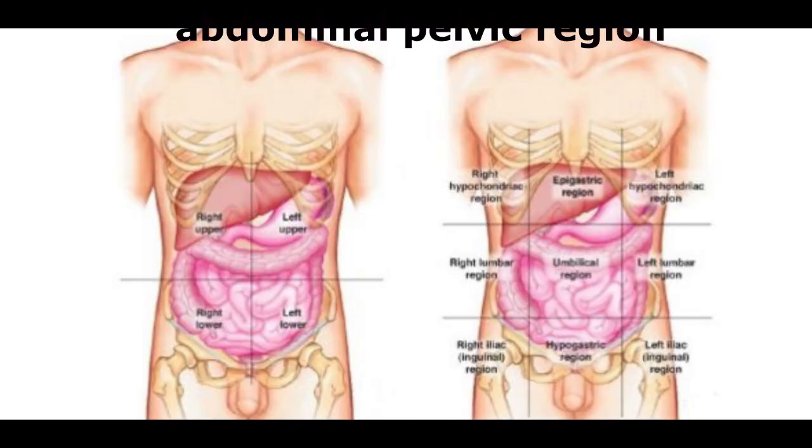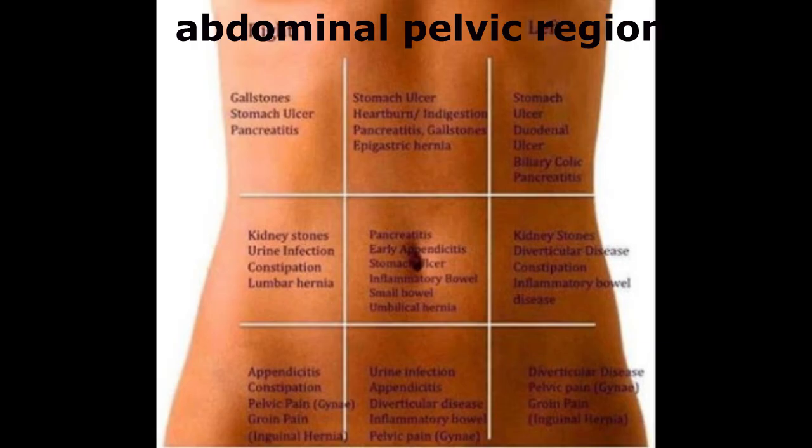There are four big abdominopelvic quadrants. One, right upper, RUQ. Two, left upper, LUQ. Three, right lower, RLQ. Four, left lower, LLQ.